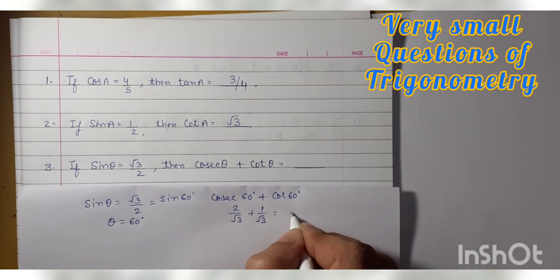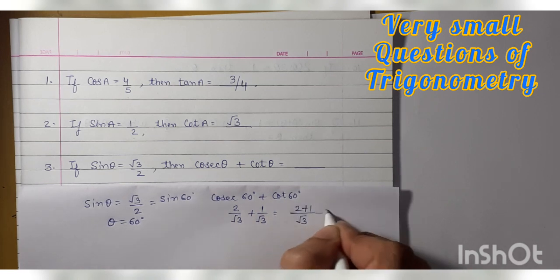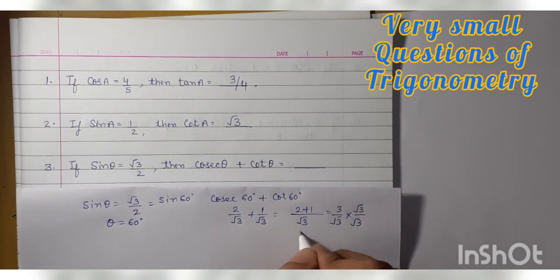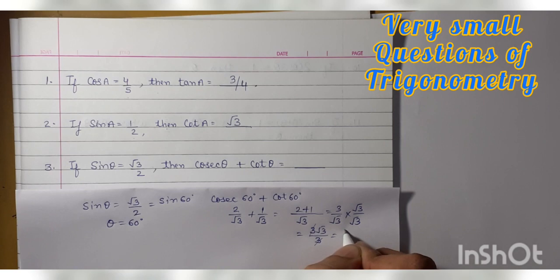root 3. If I take LCM, so 2 plus 1, this is 3 upon root 3. So what can I write? Taking rationalization, what will be the last answer? 3 root 3 upon 3. So we can cut 3 by 3. Last answer is under root 3.